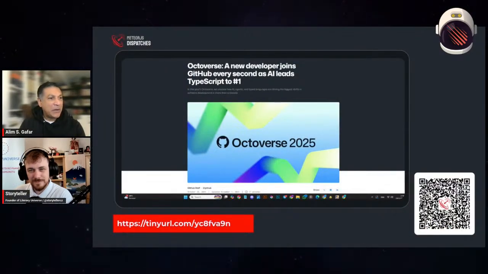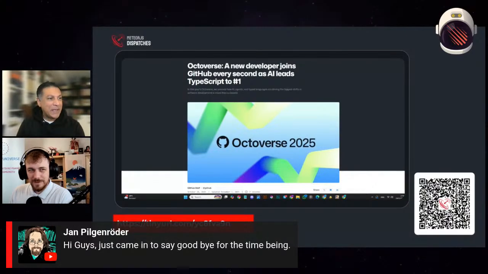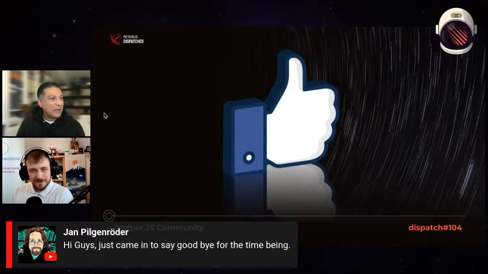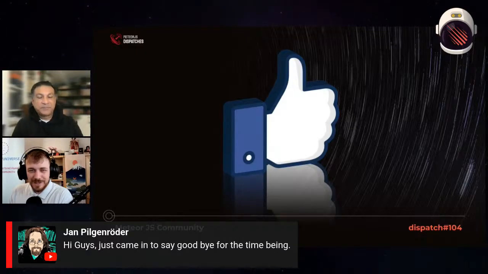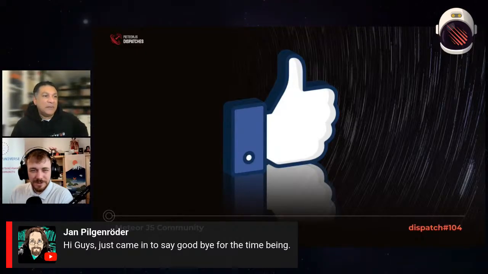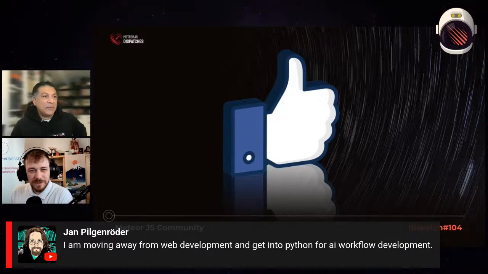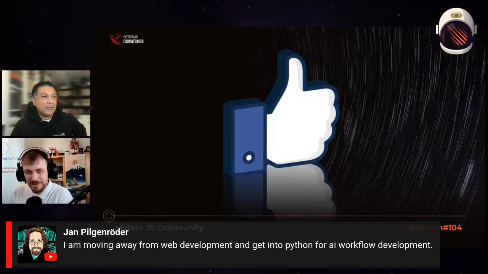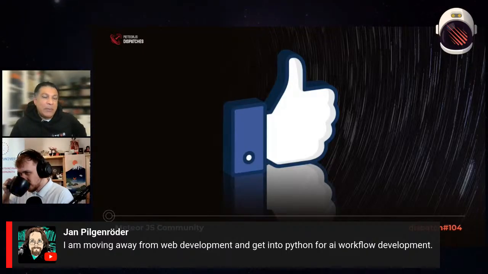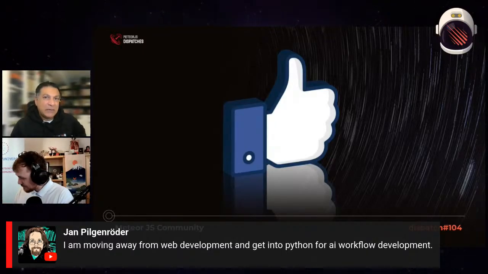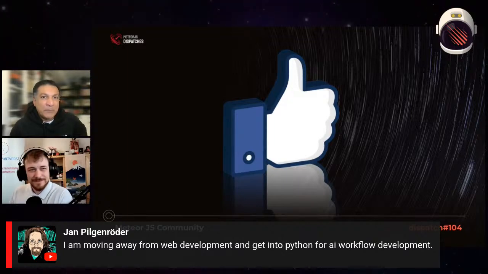Oh, wait a minute. I just saw a note from Jan P. What was that? Yes. So Jan P actually has a comment that is very pressing, or kind of what we'll be discussing in the second half of the program. He's saying, "Hi guys, just came to say goodbye for the time being. I'm moving away from web development and getting into Python for AI workflow development." Okay. All right. Well, it's going to be sad to see him go, but Jan P, I'm also in that space, so maybe we should stay in touch and not say goodbye for sure.